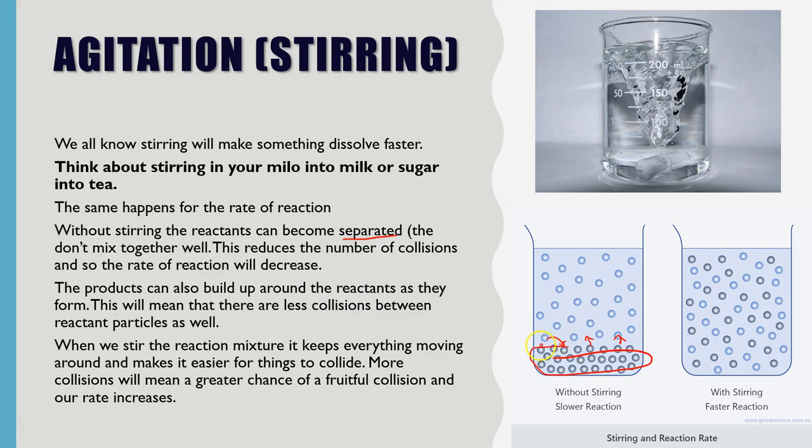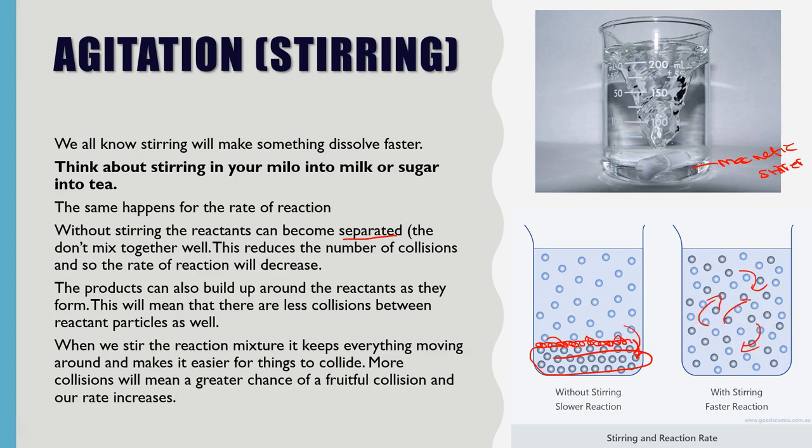So as the reaction occurs here, we're going to get a buildup of products. And this means we're going to slow the reaction rate, because the two reactants can't come into contact with each other. If we stir the reaction, like we're seeing up here with a magnetic stirrer, then that means we can constantly be moving the solution so that they're all mixing and tumbling in amongst each other.